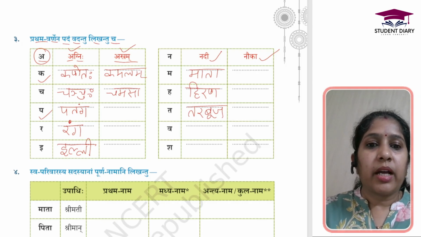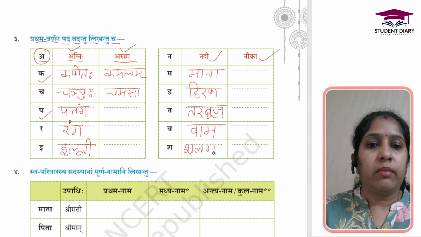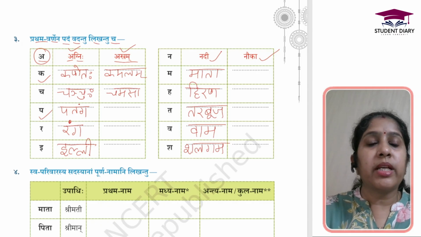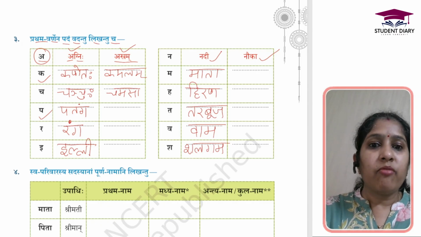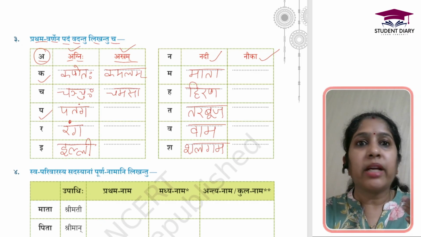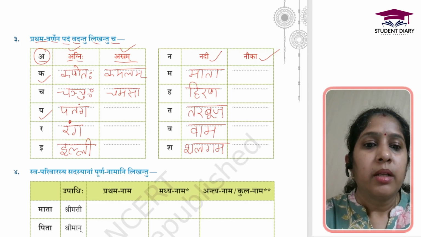With va, I would like to write here Vam. Vam means left. Then with sh, I would like to say shalgam. Correct. It's my wish. I can write any word I want to write because they have not given us any choice. So the same way, these answers are not unique. You can write your own words also, whatever comes to your mind, but that should be a legible word. Okay.